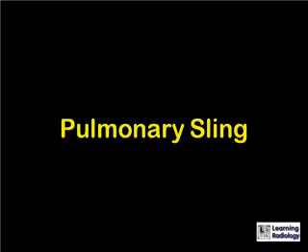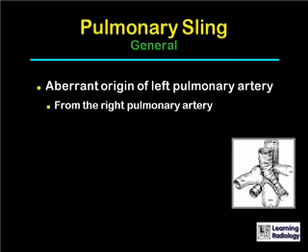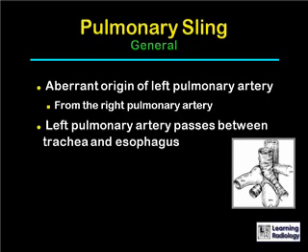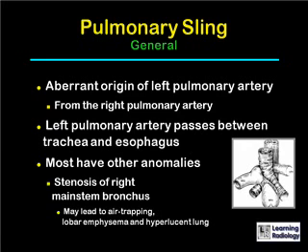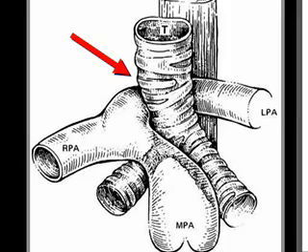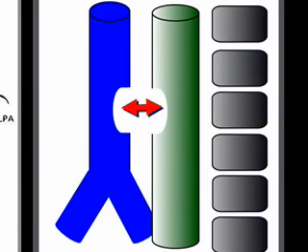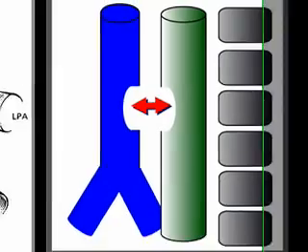Pulmonary slings. Pulmonary slings occur as a result of an aberrant origin of the left pulmonary artery from the right pulmonary artery. The left pulmonary artery passes between the trachea and the esophagus, and most of these are associated with other anomalies. For example, stenosis of the right mainstem bronchus that can lead to air trapping, lobar emphysema, and a hyperlucent lung. This is a diagram of a pulmonary sling that shows the left pulmonary artery arising from the right pulmonary artery and passing between the trachea and the esophagus.